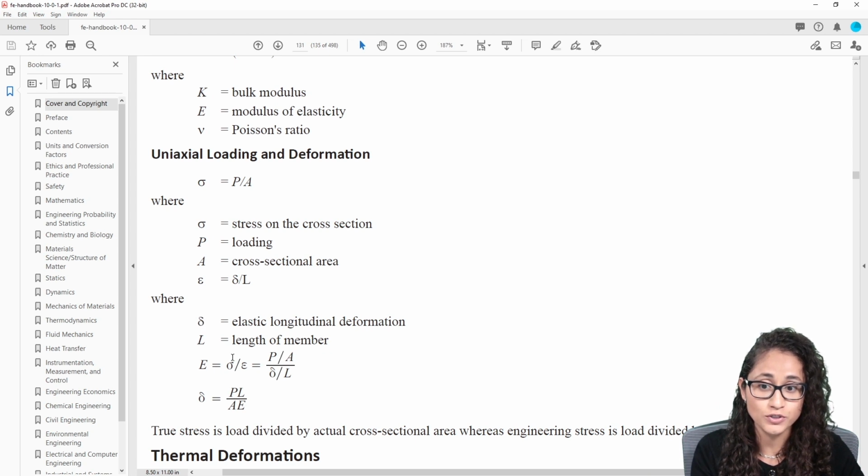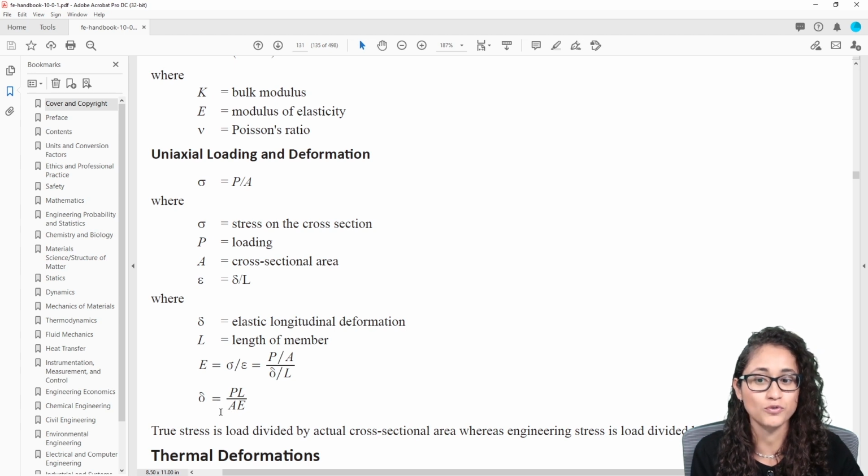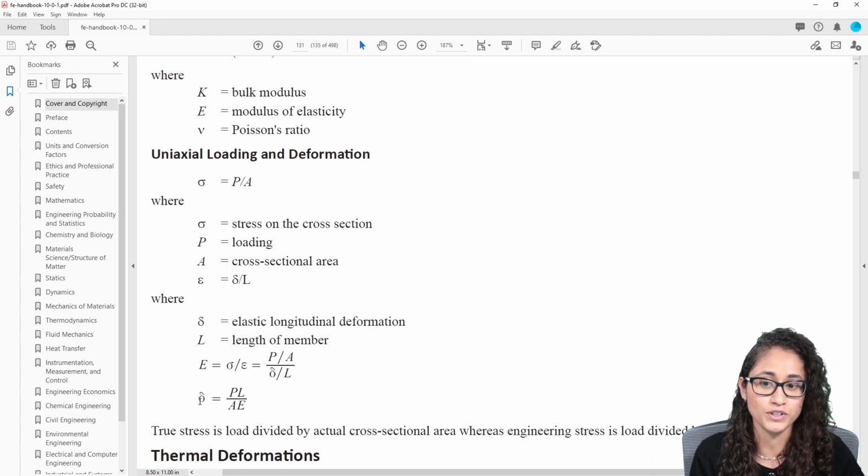Now, delta here, you are given this equation. So you can use this equation to actually solve for delta. You just need to rearrange it, or you can just use this equation here. It's already rearranged for you, and you can just easily solve for deformation.